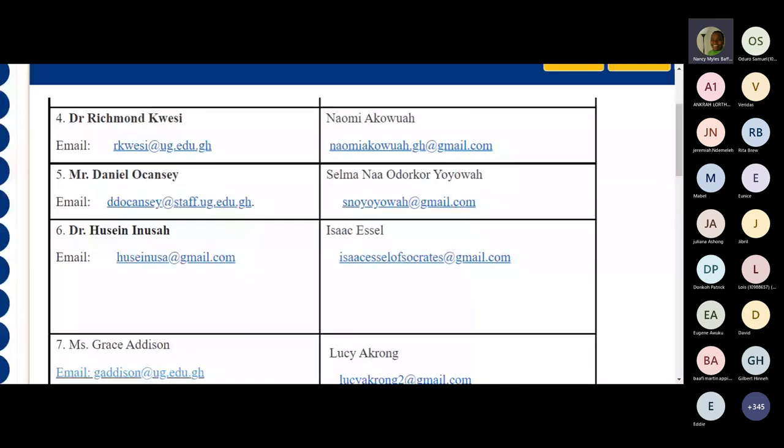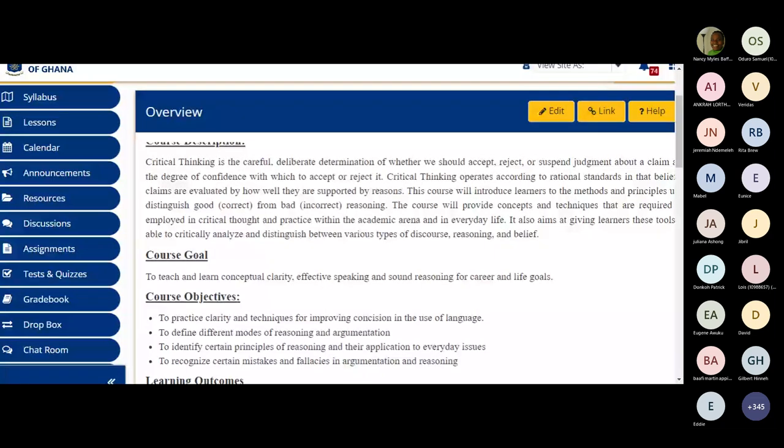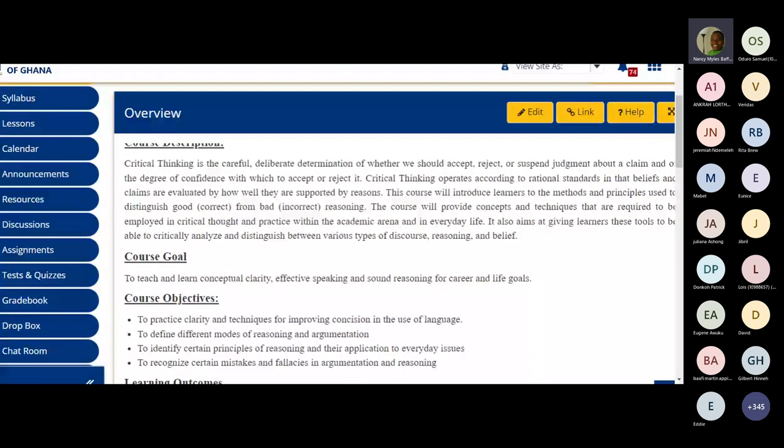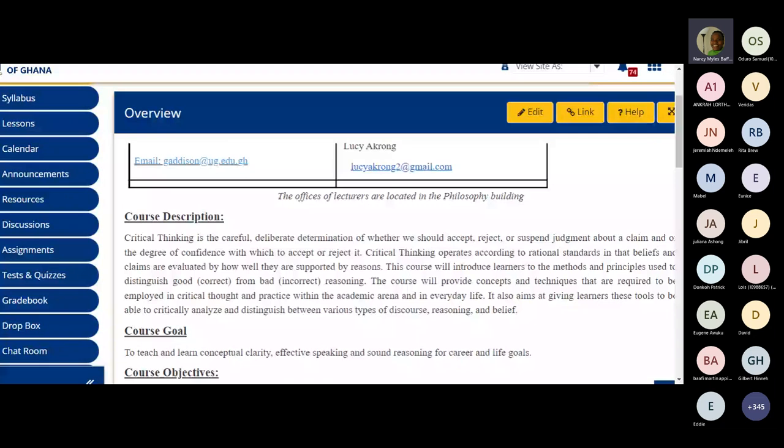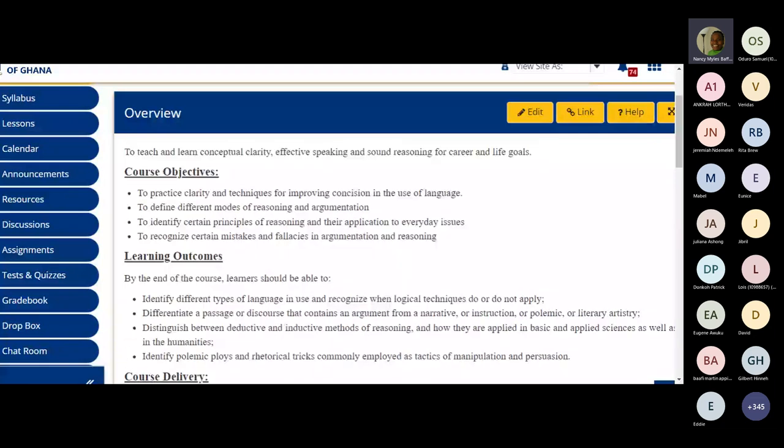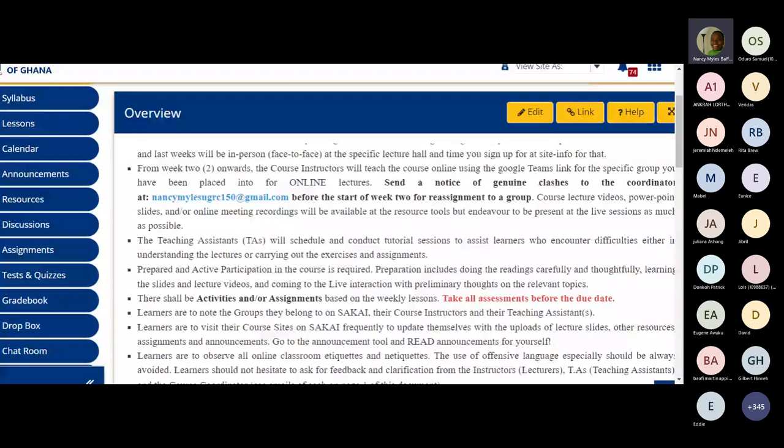You can look at them per group. Then the course description, we went through them, at least in our groups, over the weekend. The course goal, the course objectives, learning outcomes, how we deliver the course, that information is here.